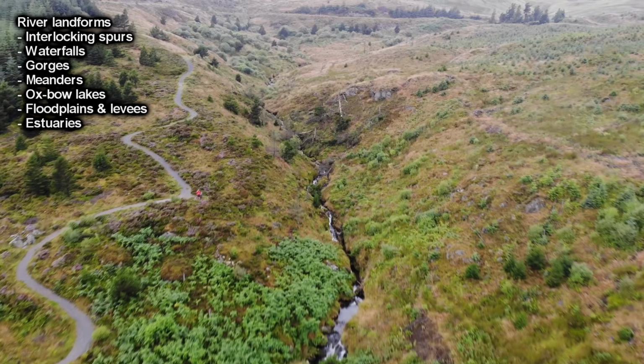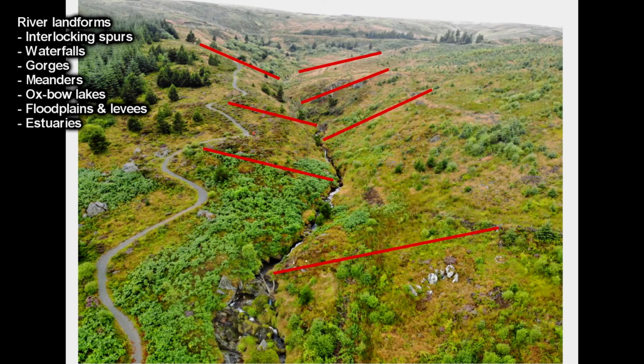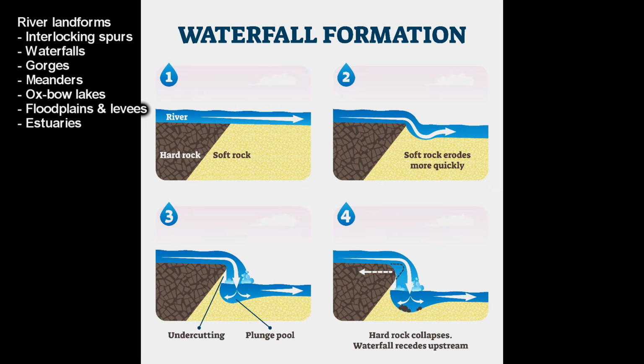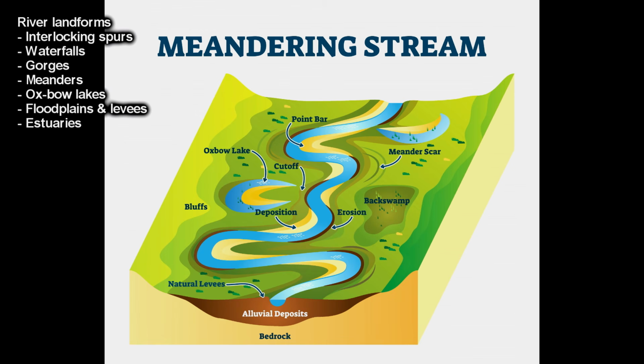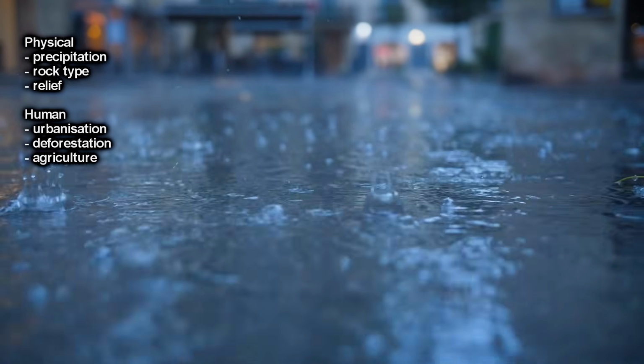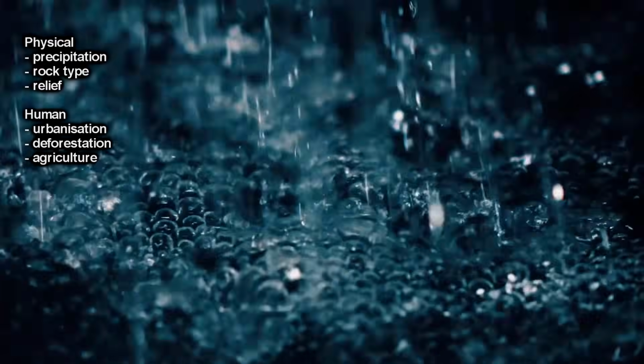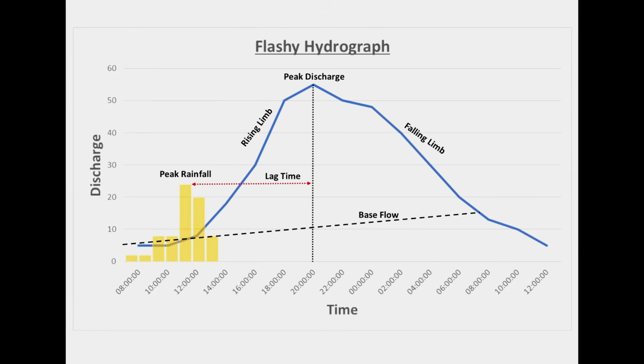Then moving on to the main features you may see along a river profile, such as interlocking spurs and waterfalls and gorges in the upper course. Then as you move down the river, you'll find meanders, oxbow lakes, levees and floodplains. Finally, you look at causes of flooding, including physical and human causes. You'll be looking at how precipitation and discharge can affect this, relating to a hydrograph.